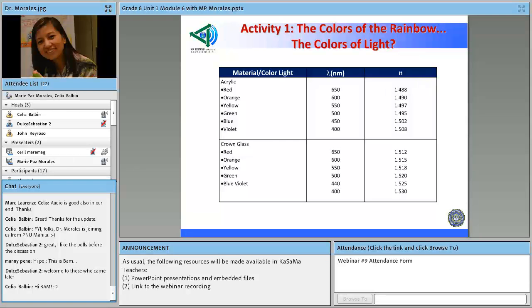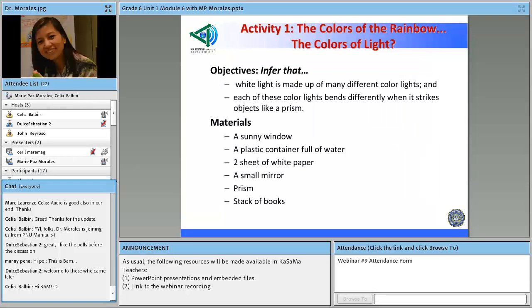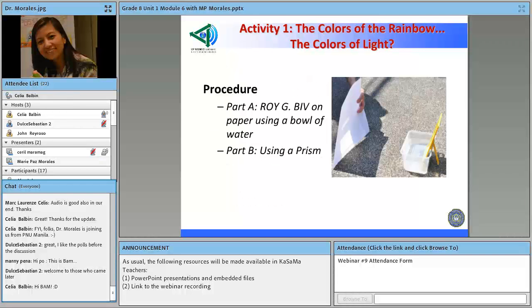So we would want them to infer that white light is made of different color lights, and that color lights bend differently when they strike objects like a prism. So probably most of you do have prisms in your respective schools. For this particular activity, there are 2 sets of procedures. Well, it depends on the availability of materials. If you have a prism, you can just make use of part B. If you don't have a prism, you can just make use of part A. But if you have a prism and you want to make use of part A also, that's fine. Okay, so this is the setup for part A.